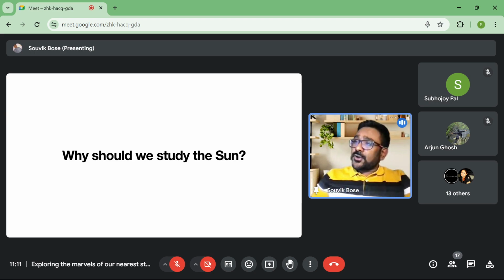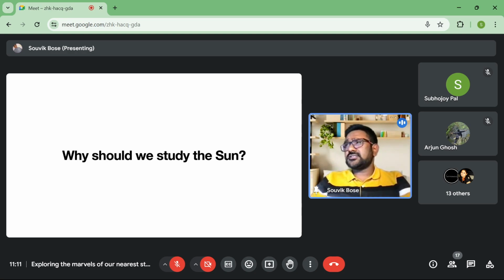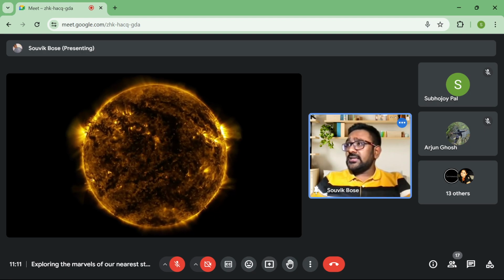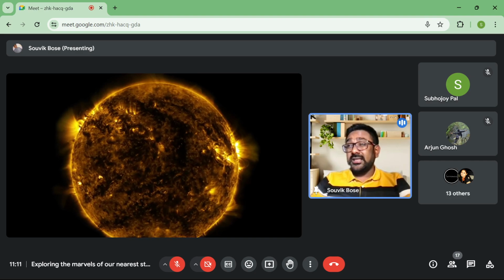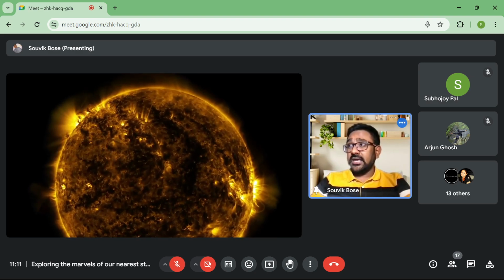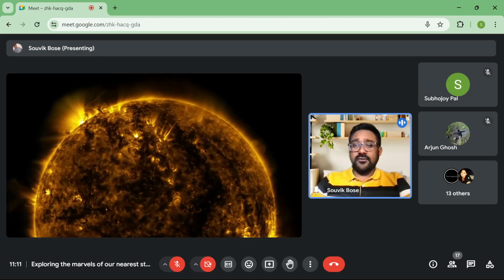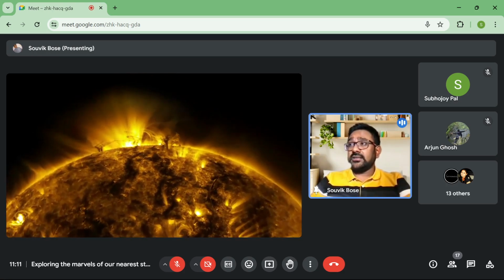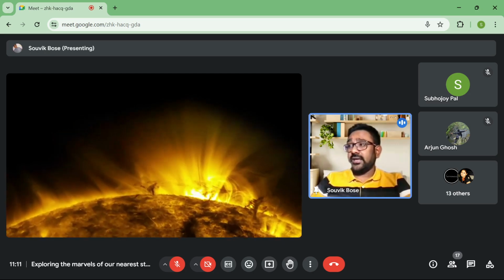Anyway, let me begin this talk by asking this question: why should we study the Sun? Isn't it a very constant star which rises and sets every day? Well, what I'm about to show you might change your perception a little bit. What you see here is an image of the Sun, but in the extreme ultraviolet wavelengths. This is very counterintuitive to what you are probably used to seeing in broad daylight with the naked eye.